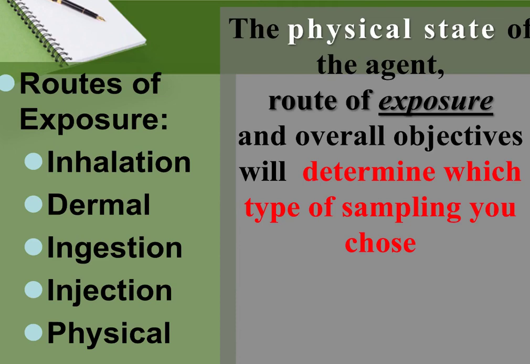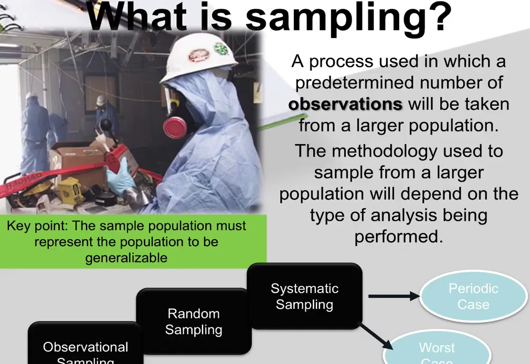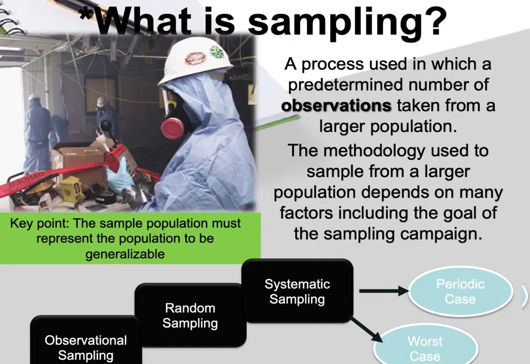So we remember there are different routes of exposure for which a dose is assumed. We can have inhalation, dermal exposure, ingestion, injection, and then that physical route of exposure. And the physical state of the agent or substance, the route of exposure, and the overall objectives, why we need to sample, will determine which type of sampling plan you choose.